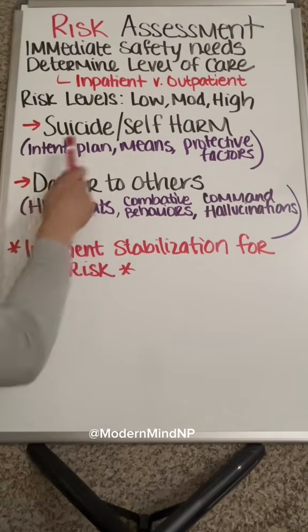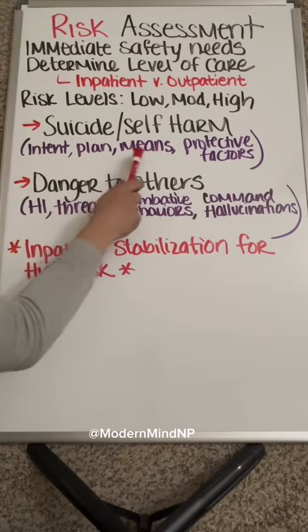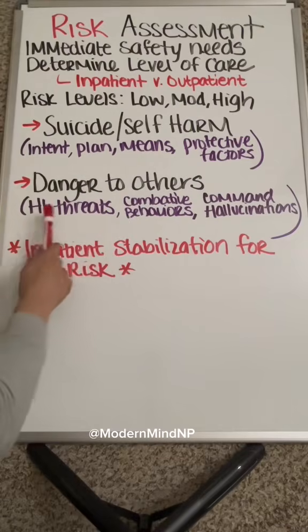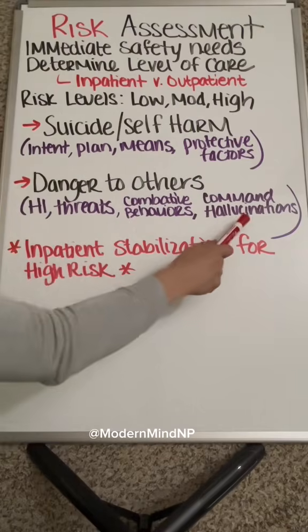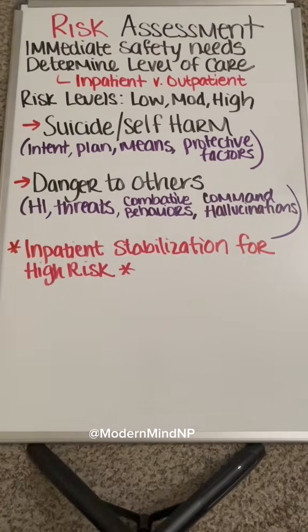So we're looking at their suicide and self-harm risk. We're looking at their danger to others. And remember that any time you identify that the patient is at high risk, this means inpatient stabilization, even if you're working in outpatient.